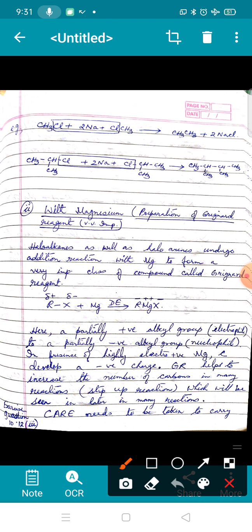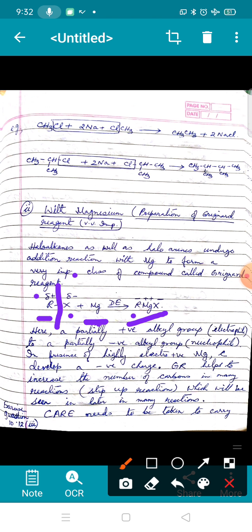So when haloalkane reacts with magnesium, it forms a very important class of compound called Grignard reagent. If you take up higher studies in chemistry, you will have a full chapter on Grignard reagent. Now, the speciality of this reaction is, you see, in the haloalkane, the alkyl group bears a partial positive charge and the halogen bears a partial negative charge. But when it reacts with magnesium, the magnesium comes in between R and X and it forms RMgX.